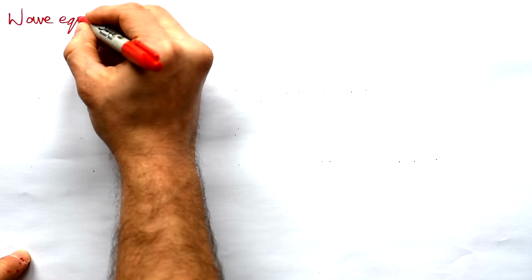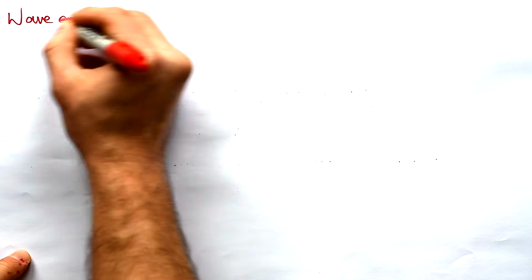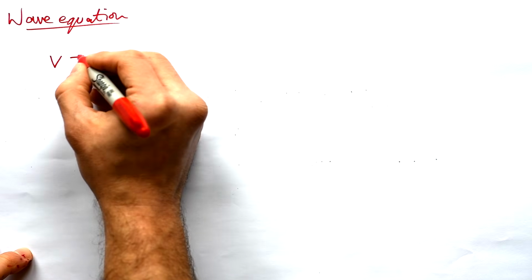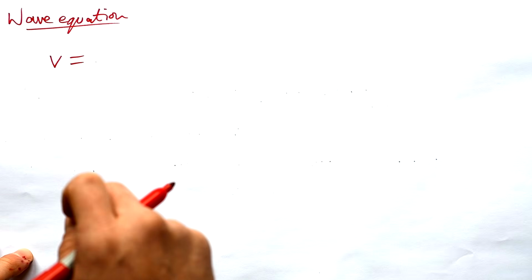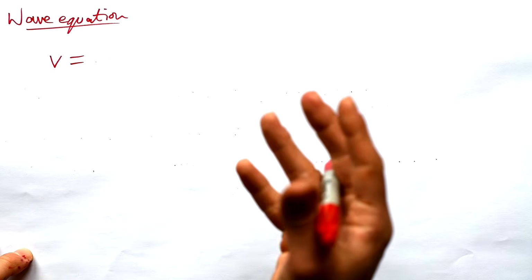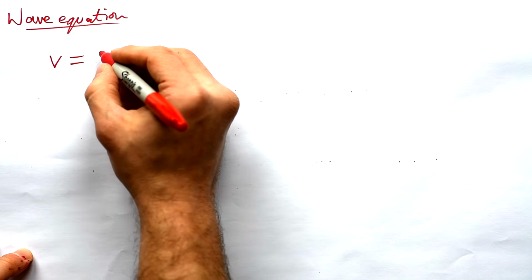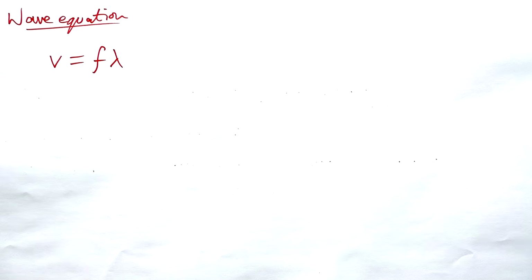Okay, just a few random ones to finish off then. The wave equation is one that you have to remember, and that is the speed of a wave, v. Some people use c, but I like to use v because it's a speed, just like anything else really, is frequency times wavelength, or v equals f lambda.